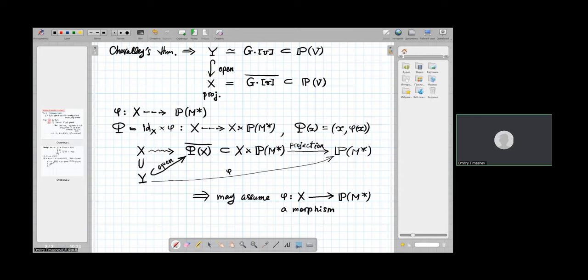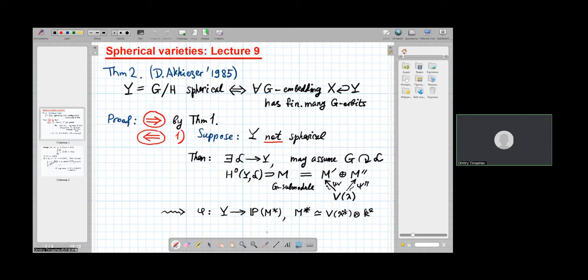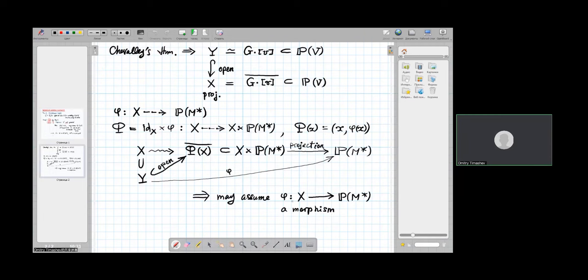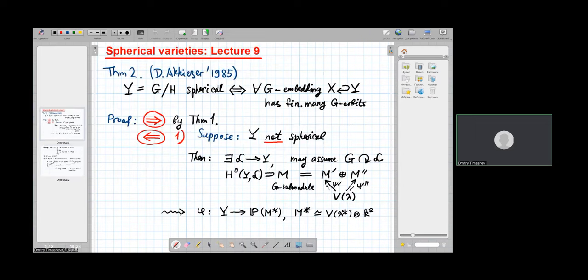And this is the first step of the proof. So let me repeat what we have done. Supposing that Y, the homogeneous space Y, is not spherical, we have constructed a projective open embedding of Y, this variety X, equipped with an equivariant morphism onto the projective space, which is the projectivization of the linear representation of G, this M star, which is the sum of two copies of one and the same irreducible G module. This is what we have done.